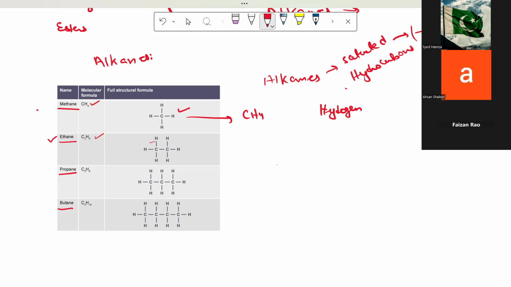If you look at ethane, inside it you also have carbon and carbon bonded to each other, but with a single bond. And all the hydrogens, those are also with what? Single bonds. Same goes for propane and same goes for butane, right?